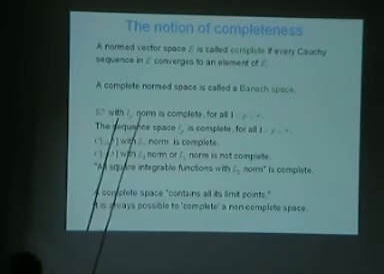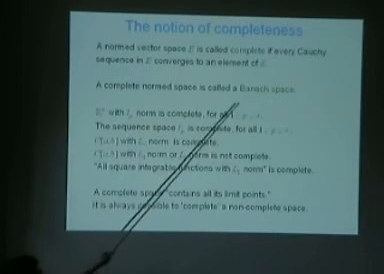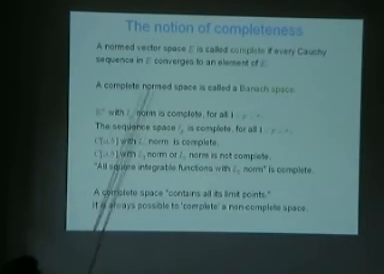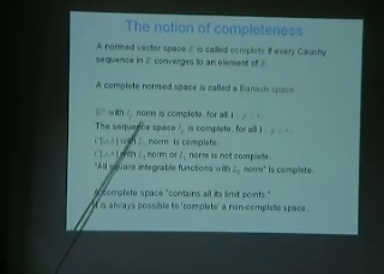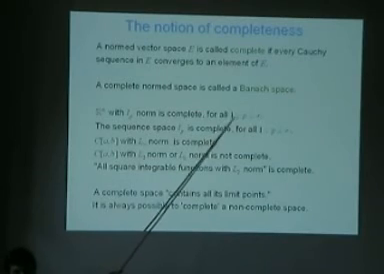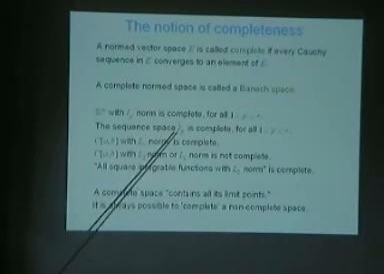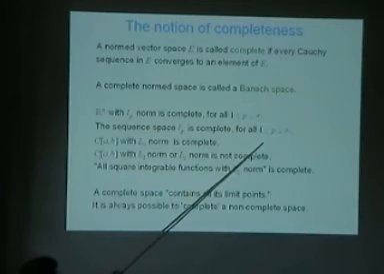And what's a Banach space? It's a complete normed space. That's the definition of a Banach space. So for example, R^n, with the usual p-norm, is complete for all p greater than or equal to 1. Fractional p is allowed. The sequence space l^p is complete also.